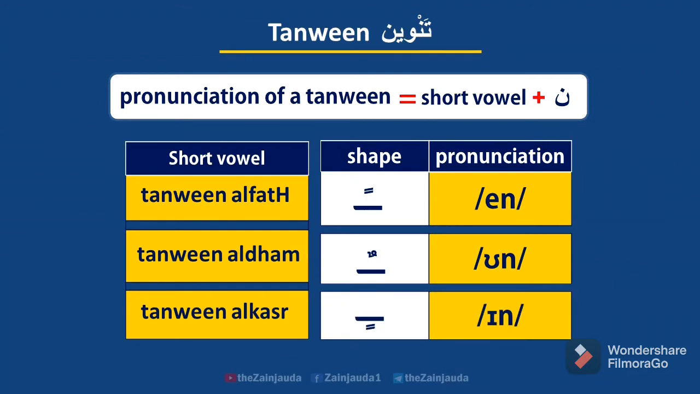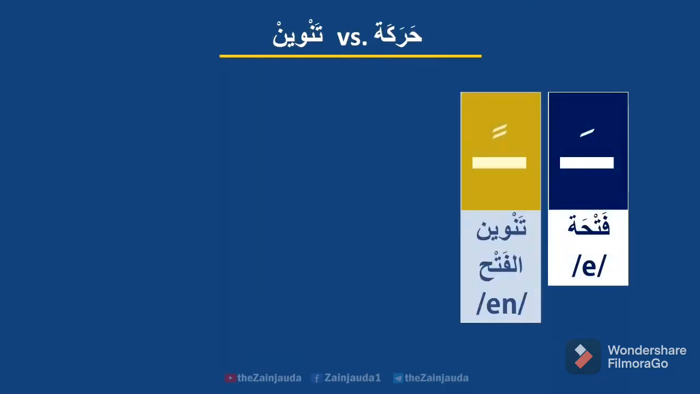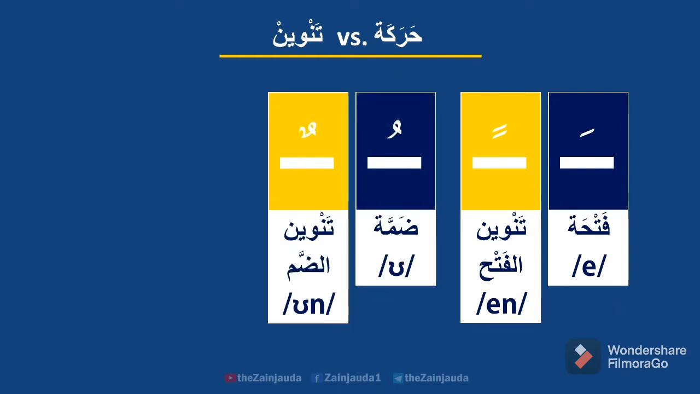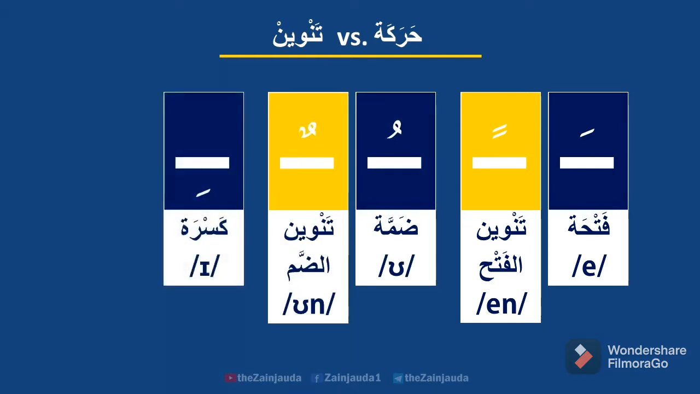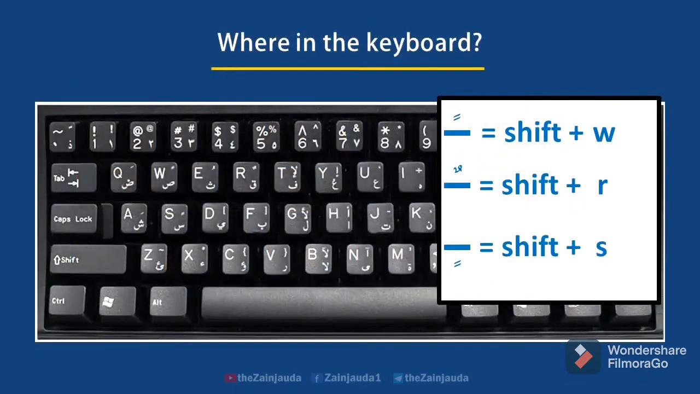Now let's see what is the difference between a haraka and a tanween. Fatha is a, tanween al-fath is an. Dhamma is u, tanween al-dam is un, and kasra is e, tanween al-kasr is in. Before we have examples of them, let's see where to find them on a keyboard. Tanween al-fath is with W, tanween al-dam is with R, and tanween al-kasr is with S.